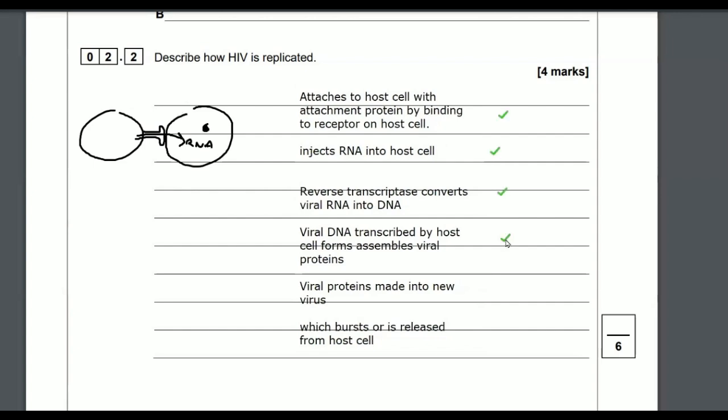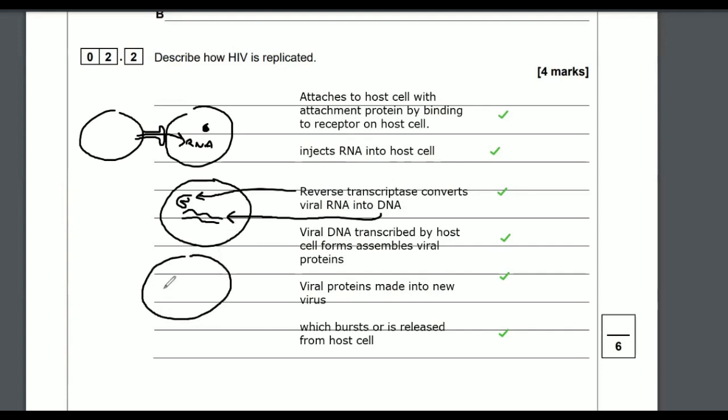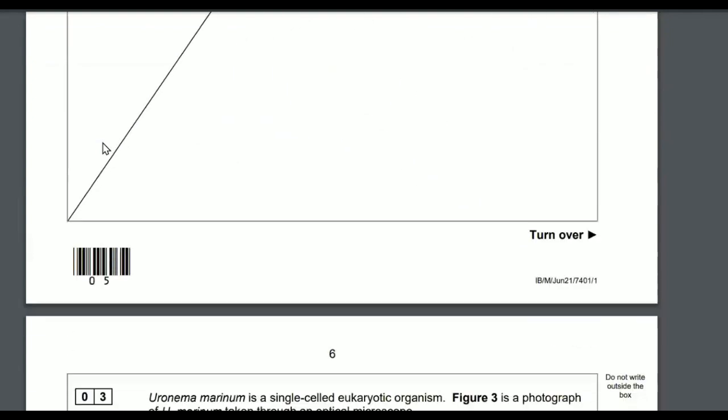There are some real A-level keys here. You need to mention reverse transcriptase. You need to mention viral proteins being assembled. You need to mention viral DNA being transcribed by the host cell. These are all technical terms that you must use in A-level biology to score the marks. All right, let's move on to the next question. We're at the end of this question. Just a little diagram, just supposed to show sort of how the enzyme turns the RNA into DNA, and then the viruses are released from the cell once their proteins are assembled.